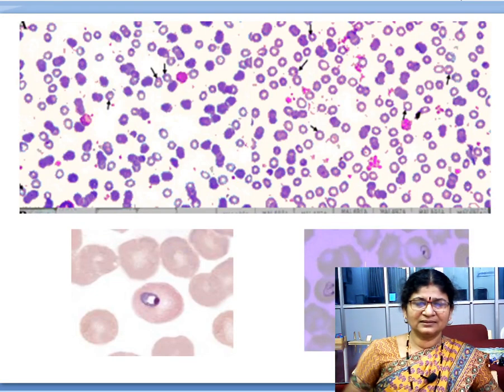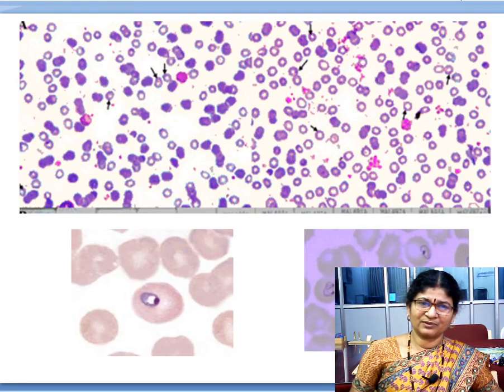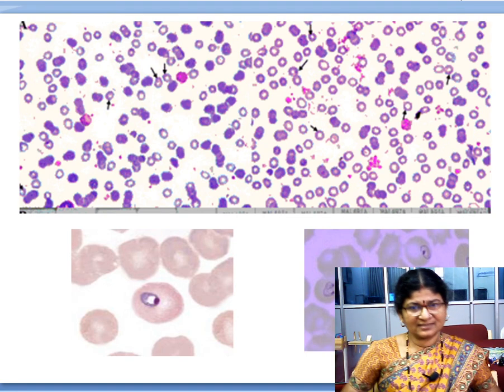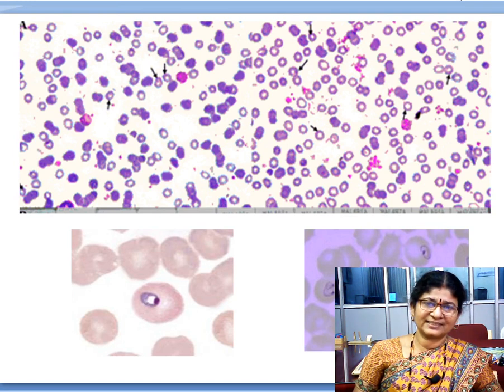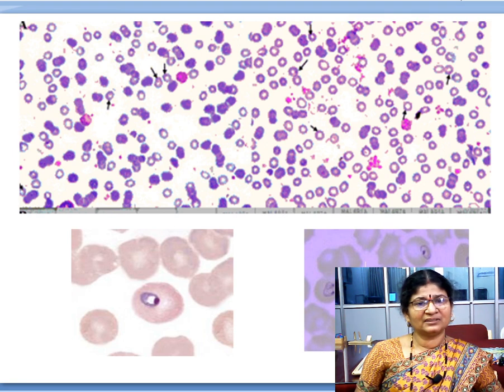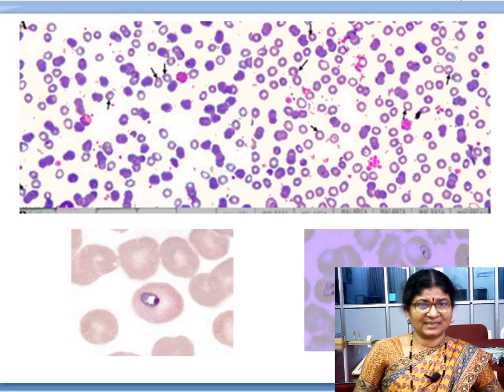Hello children. Yesterday we learned about the protozoan diseases, and I told you that I would show you the blood sample of a malarial patient. So today we have the real original slide of a malarial patient's blood sample.